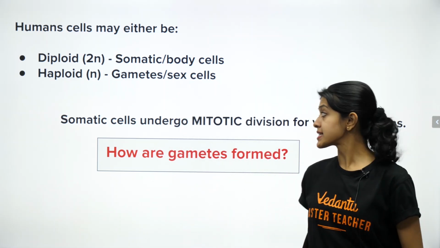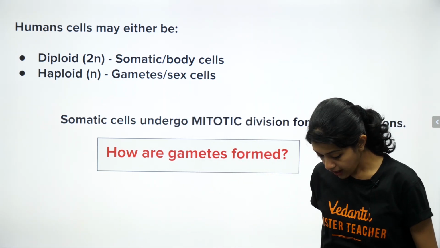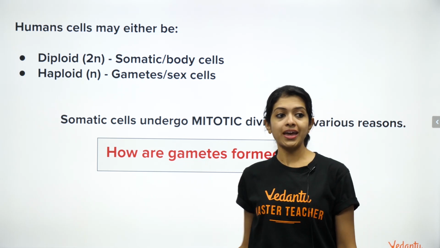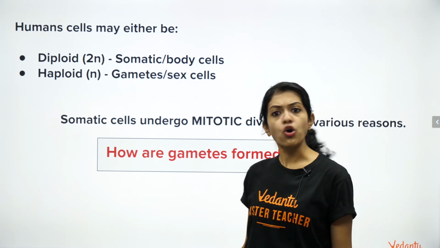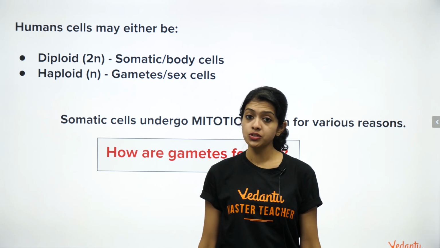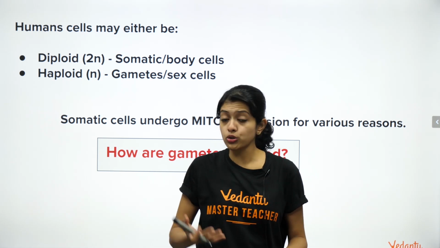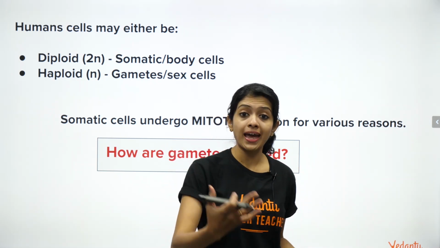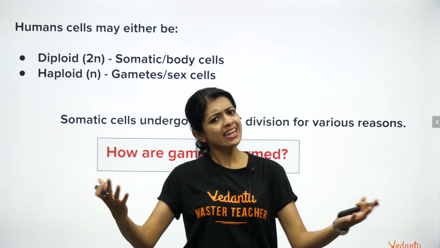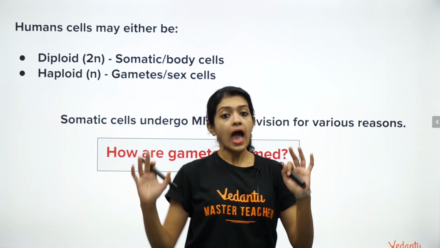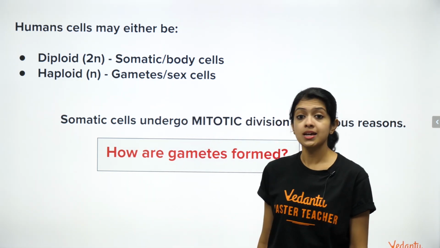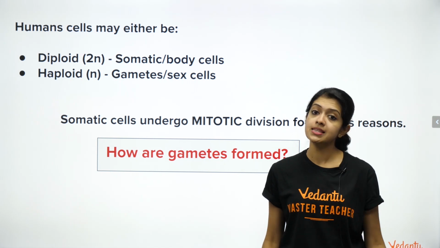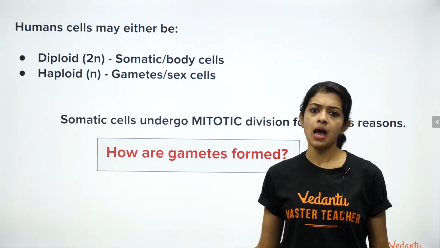Now, we know that the somatic cells undergo mitotic division for various reasons, right? What reasons? We have seen that in our previous session. Basically, even your nail growth, your hair growth, physical growth of your body, and any kind of repair of any wound or damage anywhere in your body, all of that happens because there is mitotic division happening in all those places, correct? What about gametes? We have said that gametes are haploid. How are the gametes formed?